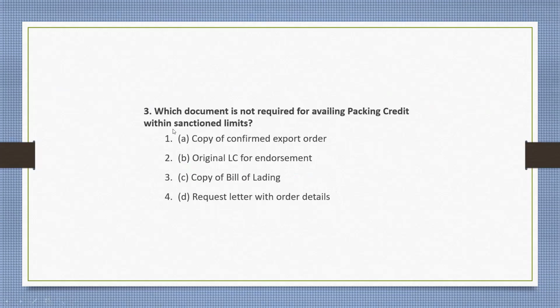So question number three, which document is not required for availing packing credit within sanction limit? Our options are copy of confirmed export order, original LC for endorsement, copy of bill of lading, request letter with order details. So friends, here you have to tell which document is not required for packing credit. So let's see the correct answer. Correct answer is third, that is C, copy of bill of lading.